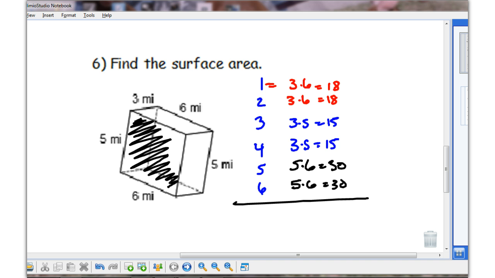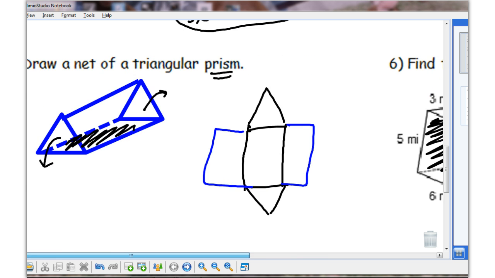When we add those numbers together, that'll give us a final surface area of 126 miles squared. So 126 square miles. It's a really big rectangular prism. 126 square miles. Number 7.